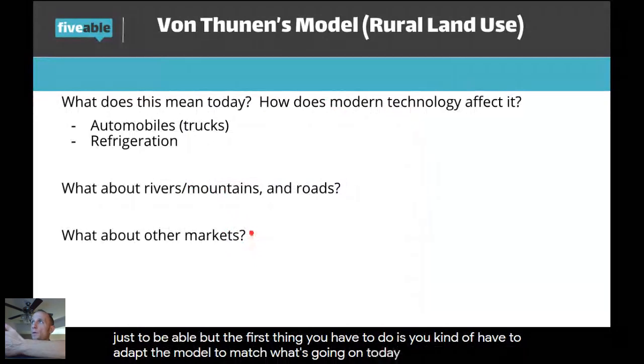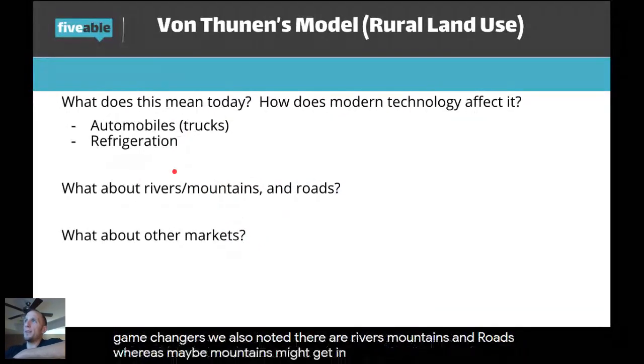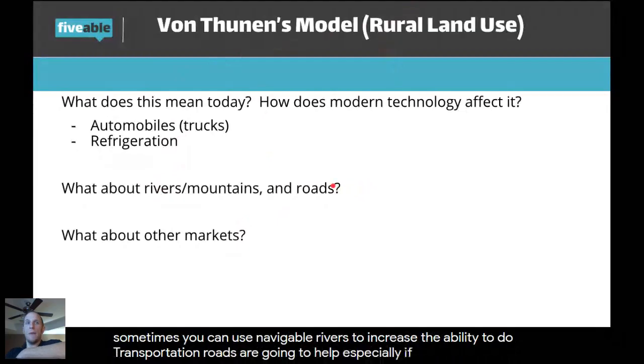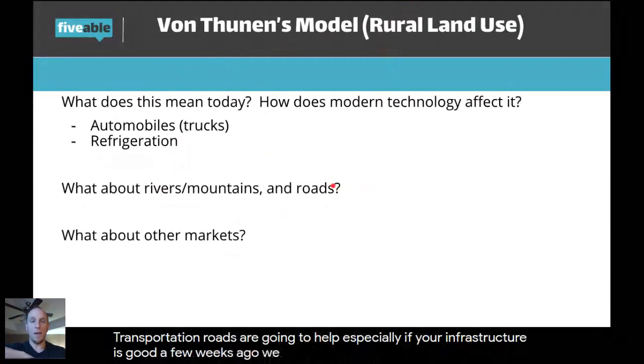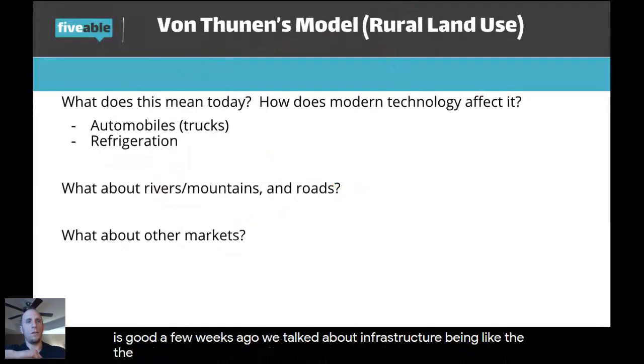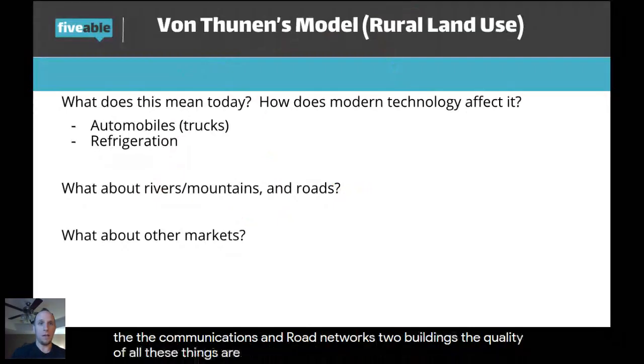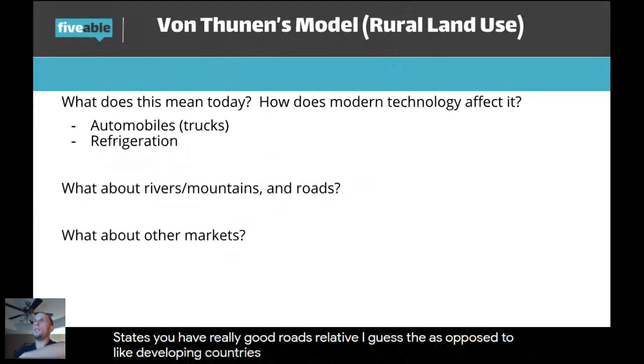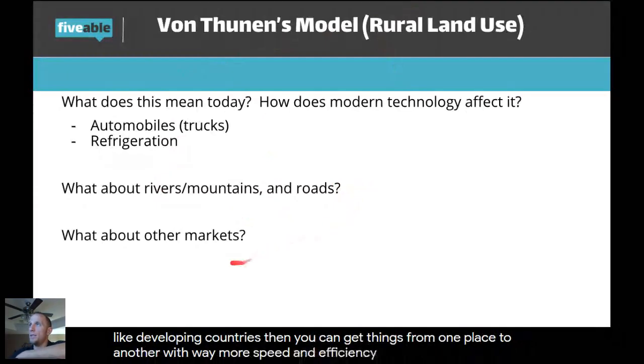We also know that there are rivers, mountains, and roads, whereas mountains might get in the way. We know that sometimes you can use navigable rivers to increase the ability to do transportation. Roads are going to help, especially if your infrastructure is good. A few weeks ago, we talked about infrastructure being the communications and road networks, the buildings, the quality of all these things are known as infrastructure. So if you're in the United States and you have really good roads, as opposed to developing countries, then you can get things from one place to another with way more speed and efficiency, and also reach the other markets.